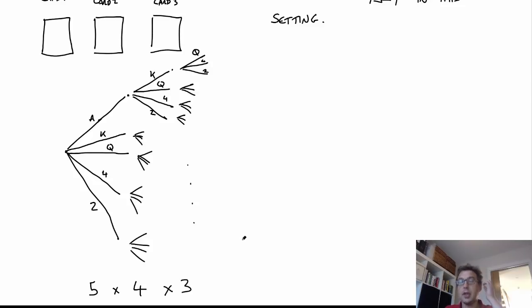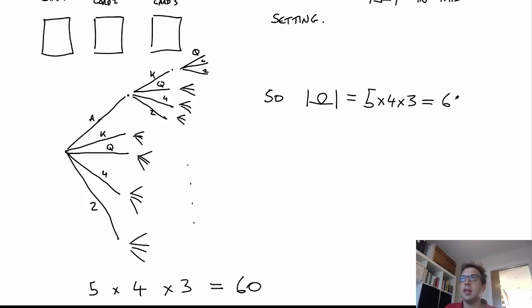Okay? So if you look at the total number of ways of getting from this root to the leaves of this tree, there's going to be 5 times 4 times 3, which happens to be equal to 60. Okay, so in this case, omega is equal to 5 times 4 times 3, which is equal to 60.